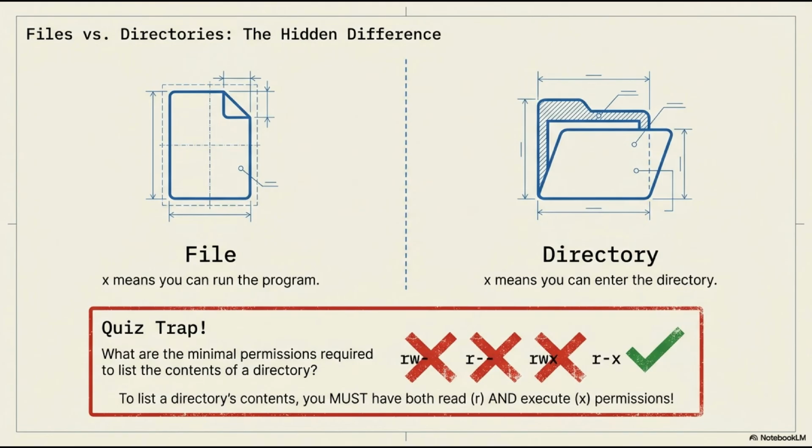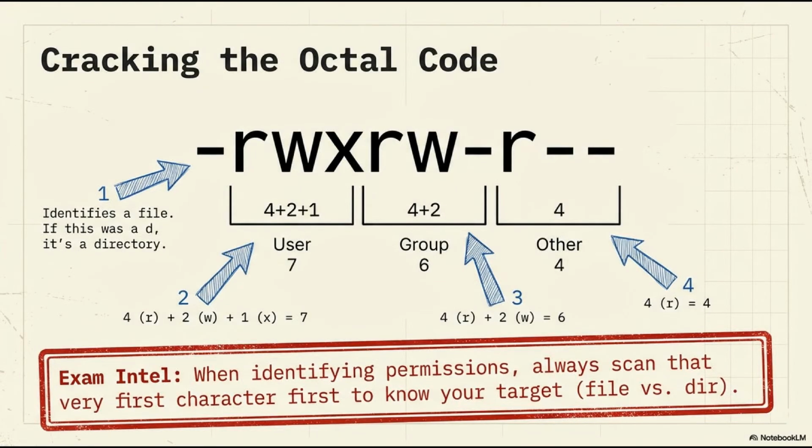Let's translate this theory into syntax now. We are moving to slide 5, cracking the octal code. Here we see the standard 10-character string you see when you run a directory listing. -RWXRW-R--. The goal is to translate this string into its octal code. Let's do a step-by-step translation analogy.